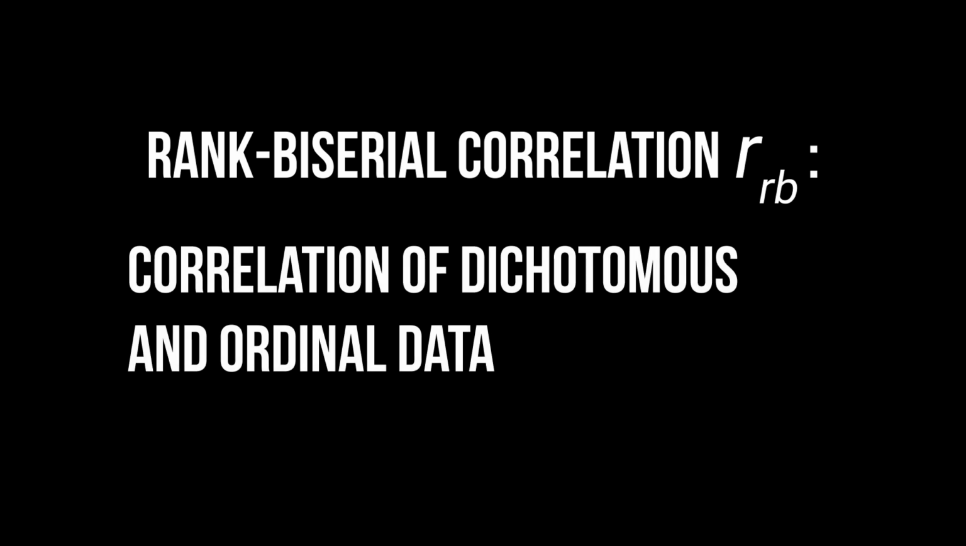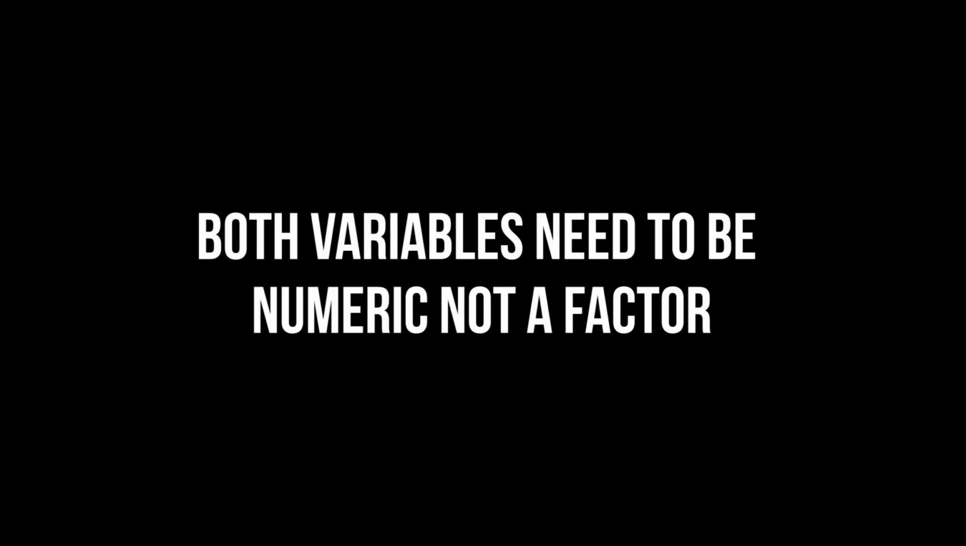This video shows you how to conduct a rank-biserial correlation in R. This correlation is used when you have dichotomous and ordinal data. Before you start, however, make sure that both your variables are not factors, but rather numeric. For the interpretation, you need to remember what category is represented by which number.